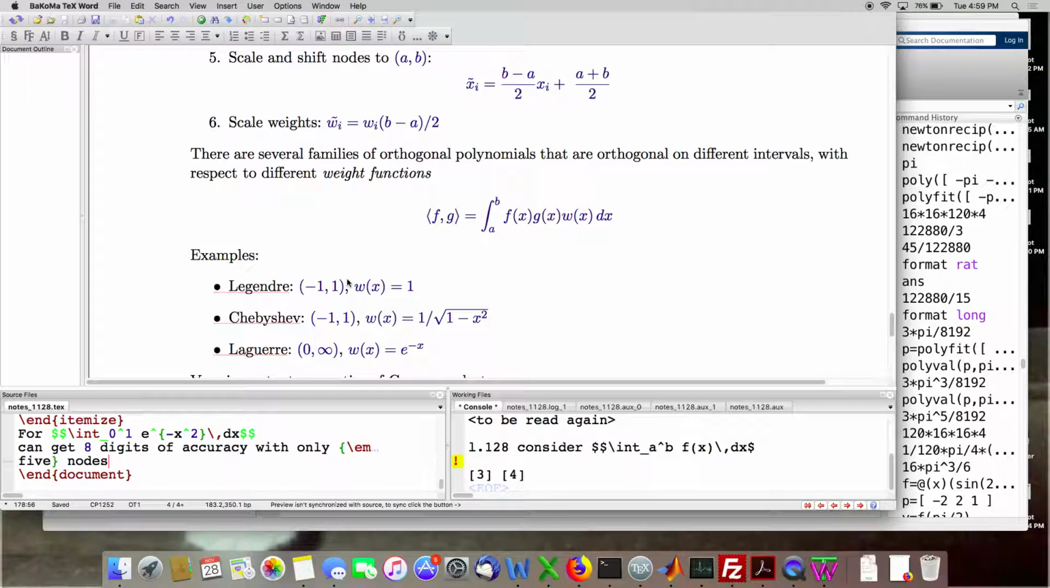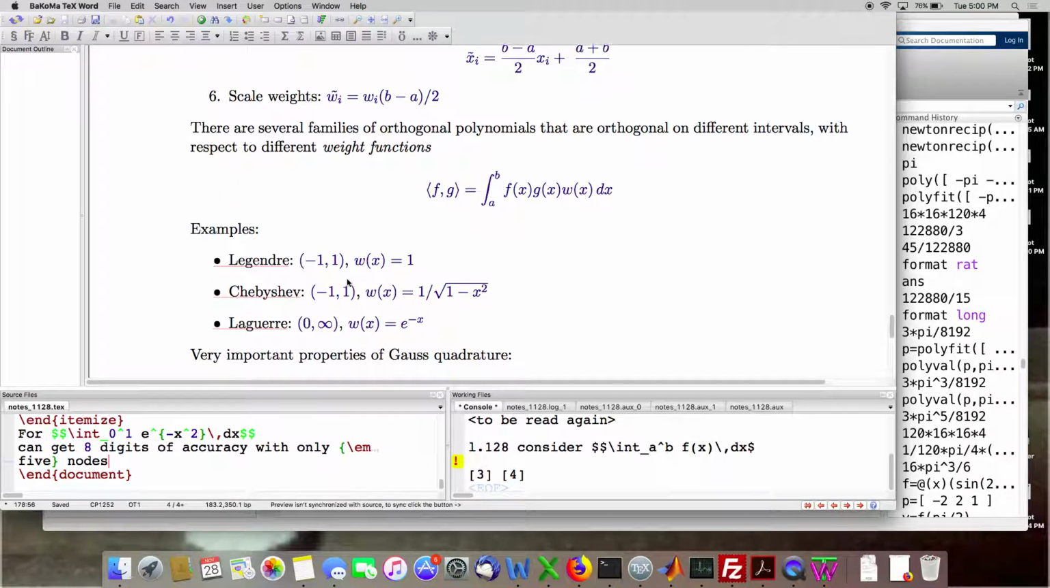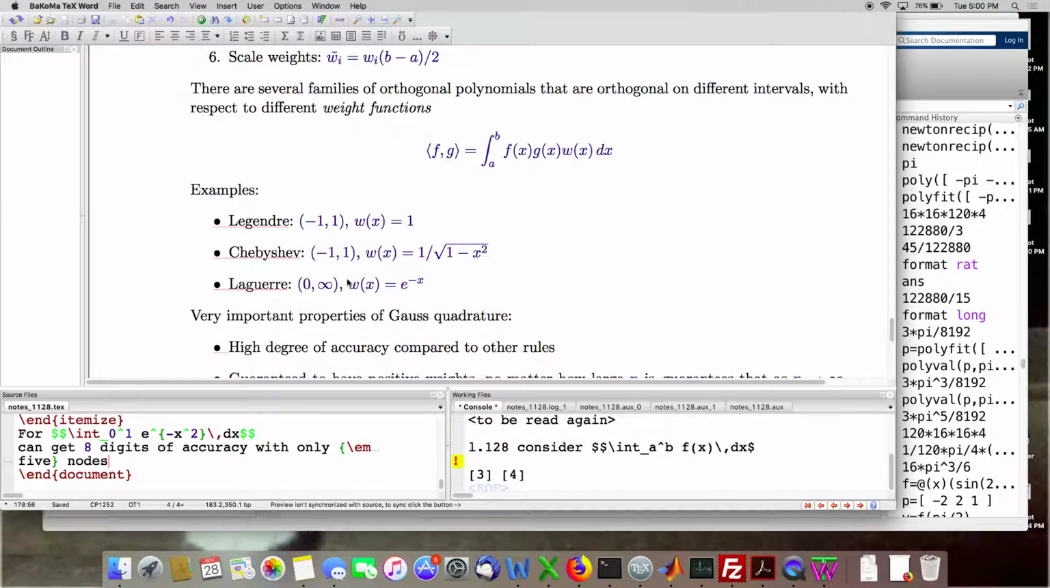And that's why a lot of numerical integration software is based on Gaussian rules. Except for certain special cases, like periodic functions that use composite trapezoidal, Gaussian would be the best choice. Okay, well, that's the last topic.